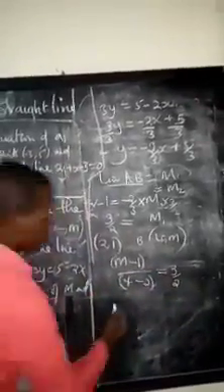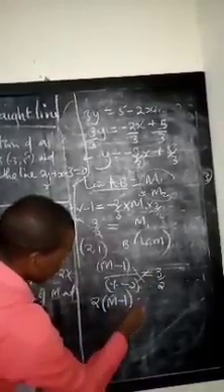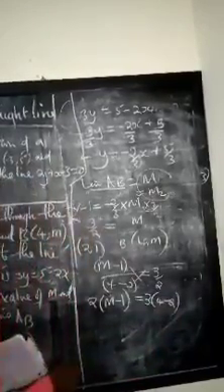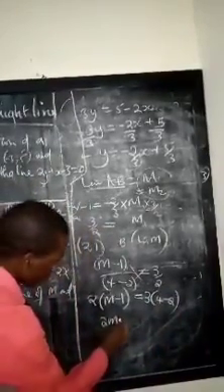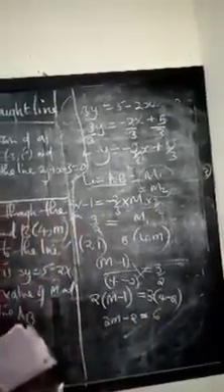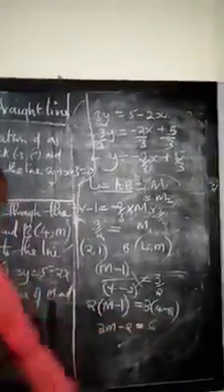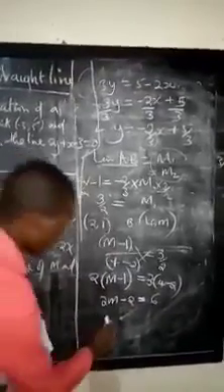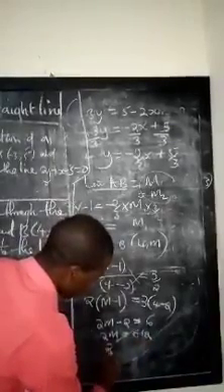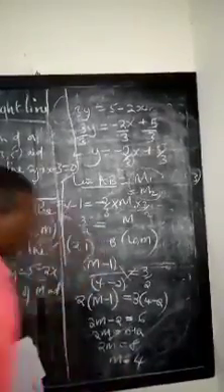We cross multiply. This will give us 2 times (m minus 1) is equal to 3 times (4 minus 2). This will give us 2m minus 2 is equal to 6. 3 multiplied by 2 is 6. So what is the value of m? 2m is equal to 6 plus 2. 2m is equal to 8. And m is equal to 4.